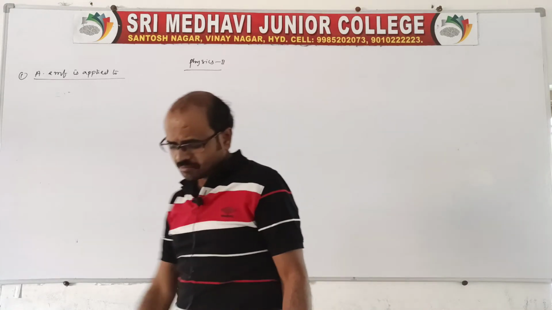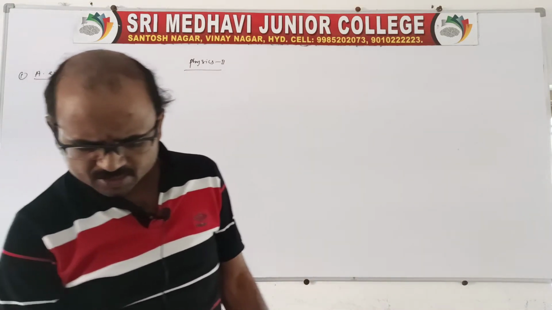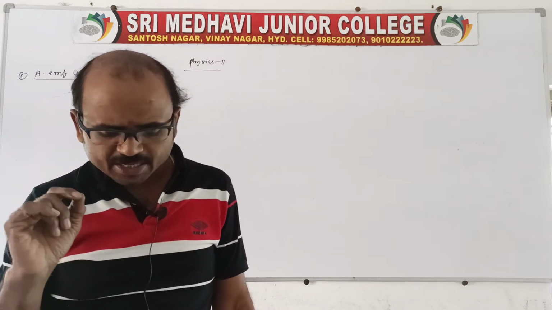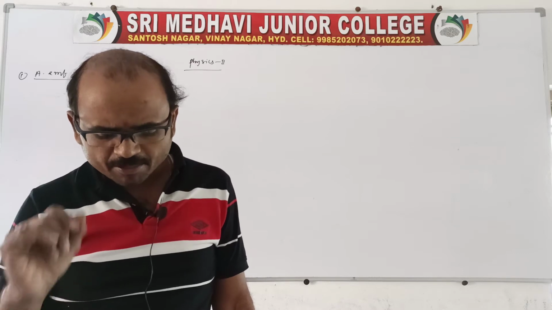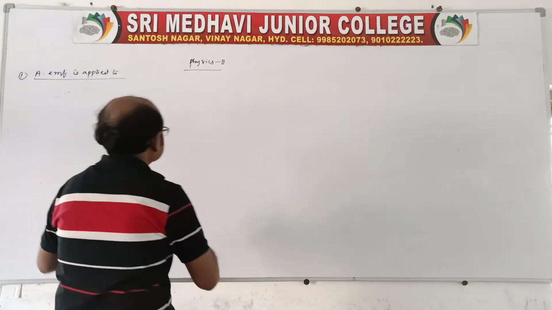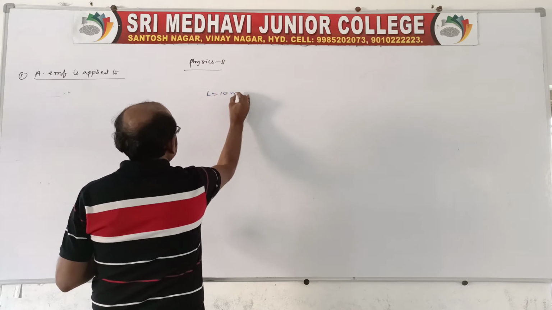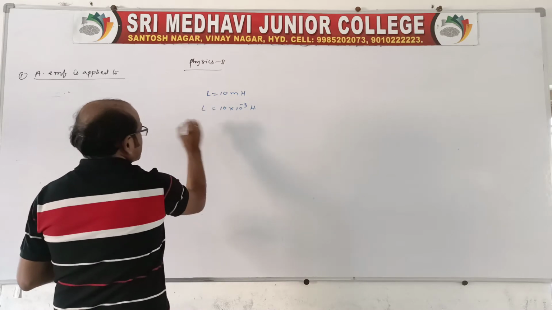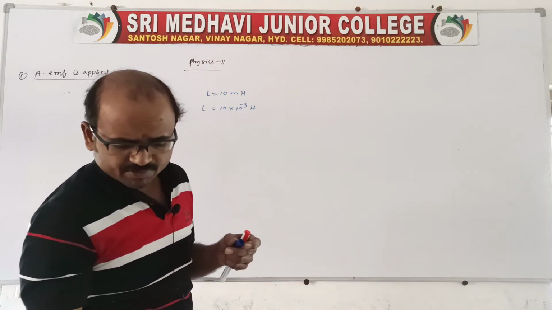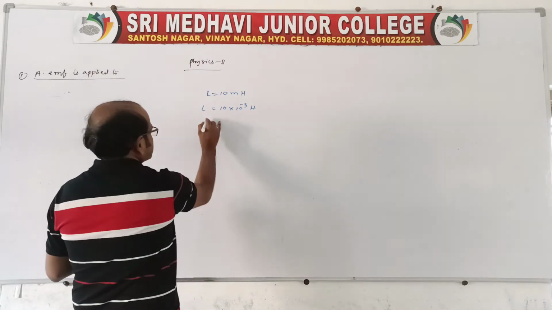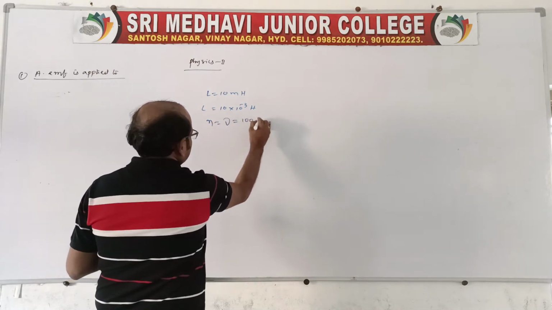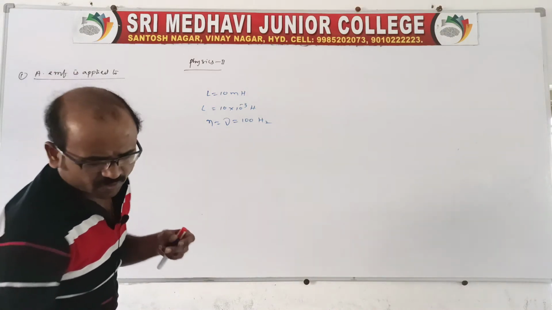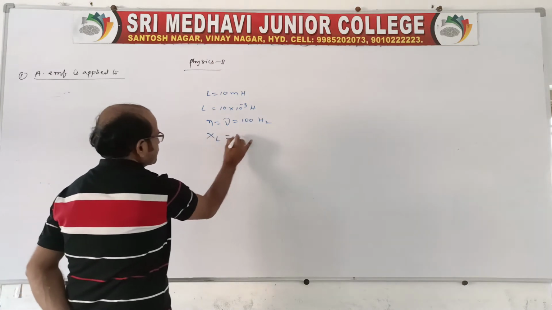Look at the question: 100 Hz AC is flowing in a coil of inductance 10 mH. This is given as the general problem. L is given as 10 mH, so L is 10 into 10 power minus 3 Henry, and the frequency of the AC is given as 100 Hz. So N, or nu, is equal to 100 Hz. What is it asking? What is the reactance of the coil? Of course, the inductive reactance of the coil is asked.